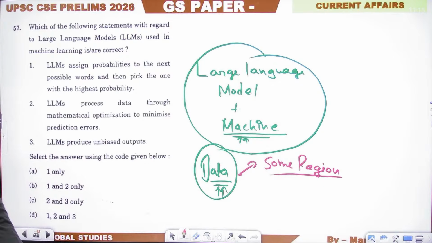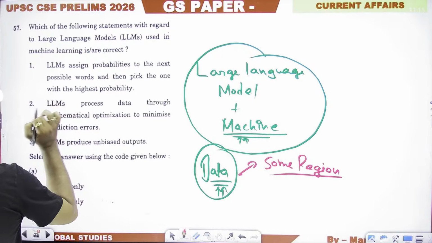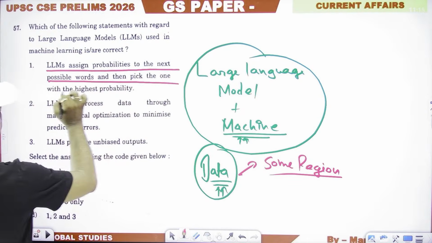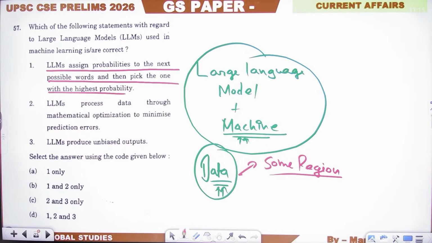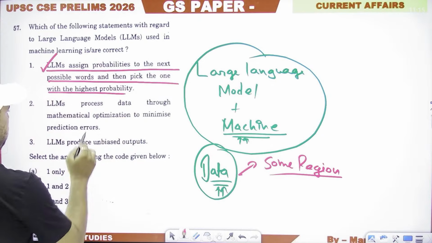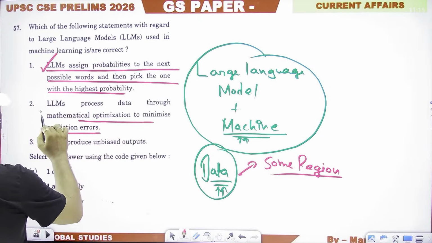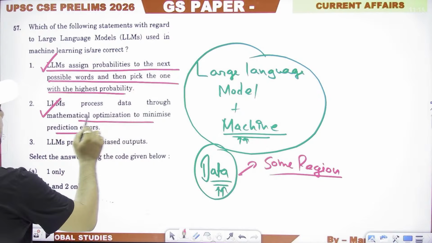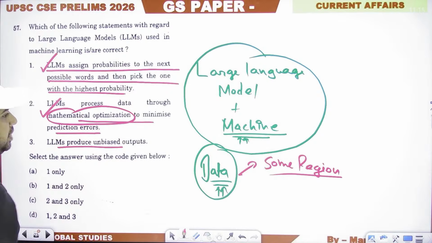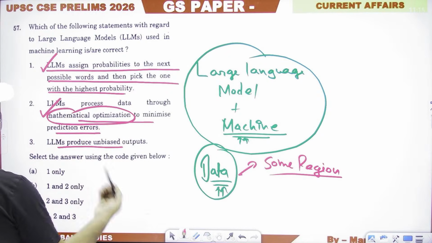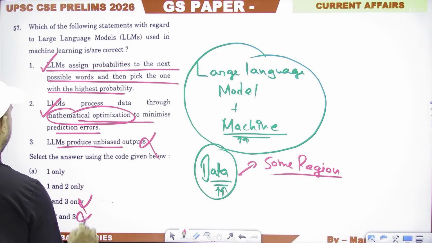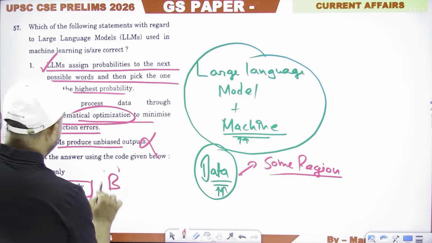In this question, they are asking three statements. In the first statement, they are saying that LLMs assign probabilities to the next possible words and then pick the one with the highest probability. This is what usually happens in large language models. LLMs process data through mathematical optimization to minimize prediction errors. This is also true. If there is mathematical optimization, how do LLMs produce unbiased outputs? They are based on data, and sometimes LLMs produce biased output also. So the third option is incorrect. First and second are correct, so go with option B.